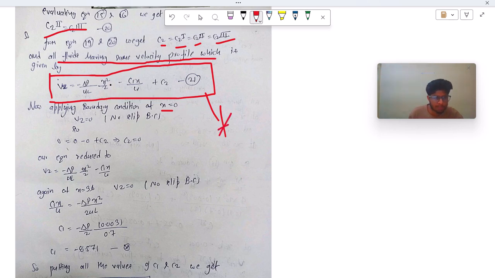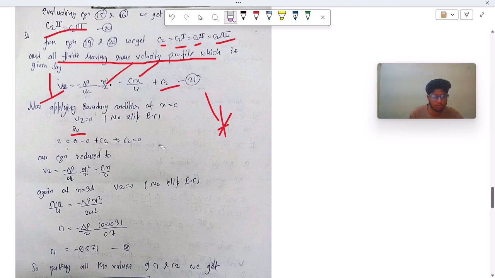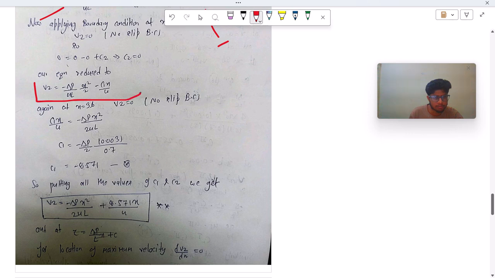Now we are going to further solve the question by applying boundary conditions. At x equal to 0, we apply the no slip boundary condition. Vz will be 0, so C2 will be 0. Our velocity equation is reduced to Vz equal to minus delta p upon mu L into x square by 2 minus C1x by mu. Again at x equal to 3b, Vz equal to 0, the no slip boundary condition, as the top plate is not moving, so the fluid attached to it is also not moving.